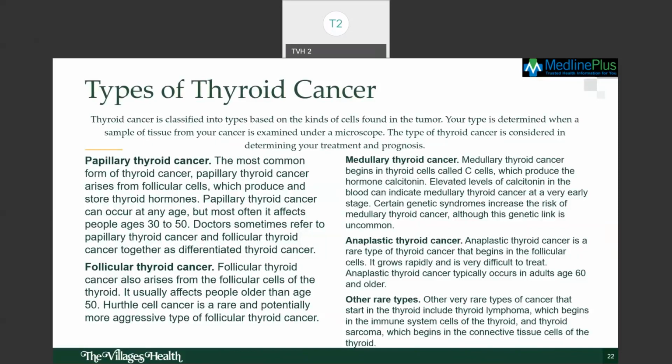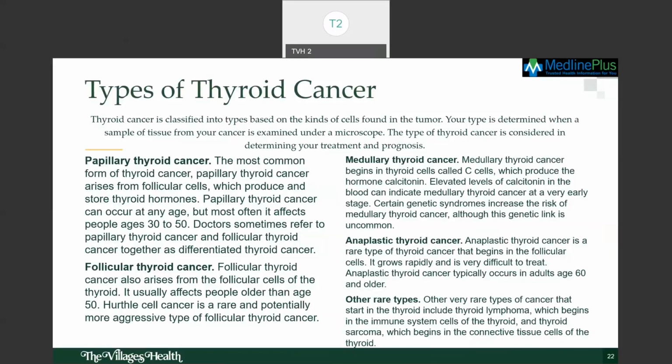So on the left, papillary thyroid cancer is the most common form. It usually happens from follicular cells, those are the cells that produce and store our thyroid hormones. Papillary thyroid cancer can occur at any age, but most commonly affects people between 30 and 50. Doctors sometimes refer to papillary thyroid cancer and follicular thyroid cancer together as differentiated thyroid cancers.